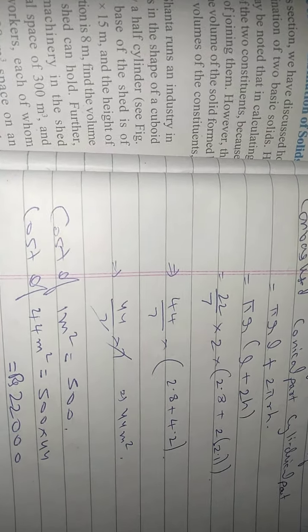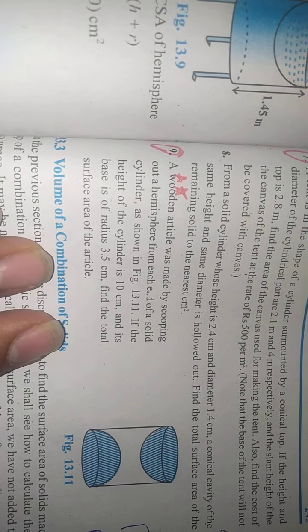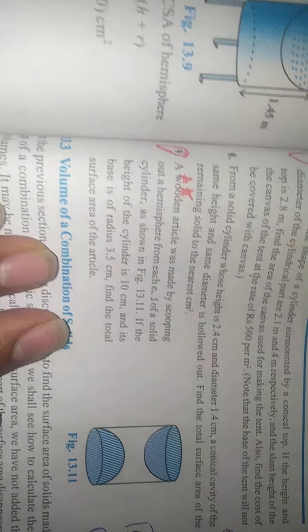From a solid cylinder whose height is 2.4 centimeter and diameter 1.4 centimeter, a conical cavity of the same height and same diameter is hollowed out. Find the total surface area of the remaining solid to the nearest centimeter square. Now listen carefully. So a cylinder is given whose height and diameter is given. A conical cavity of that same height and diameter is hollowed out. Clear? So the cone is hollowed out. So find the total surface area of the remaining solid.